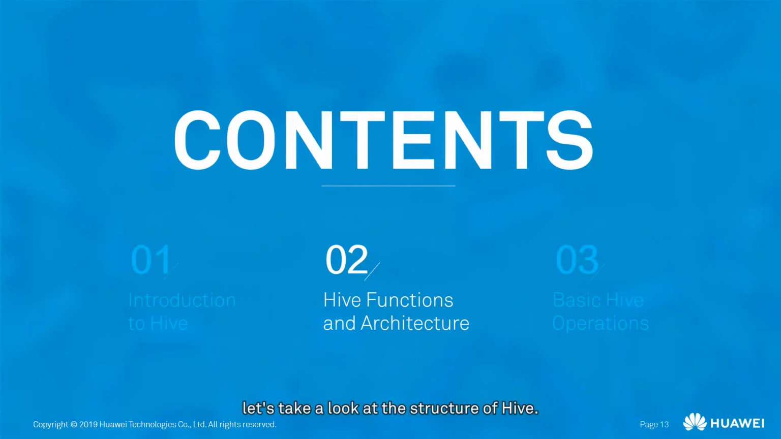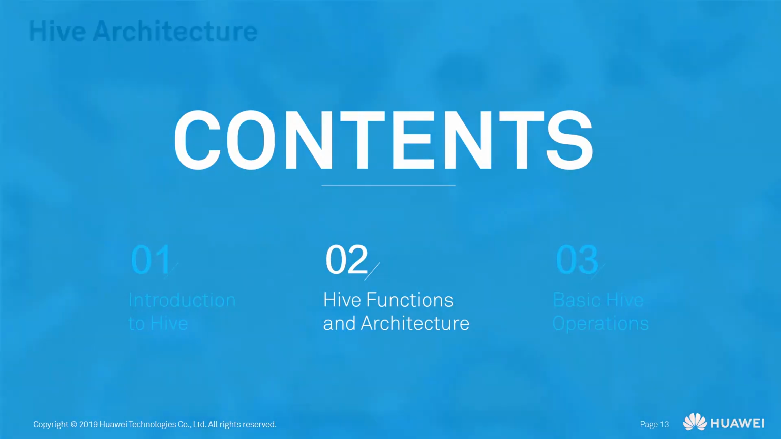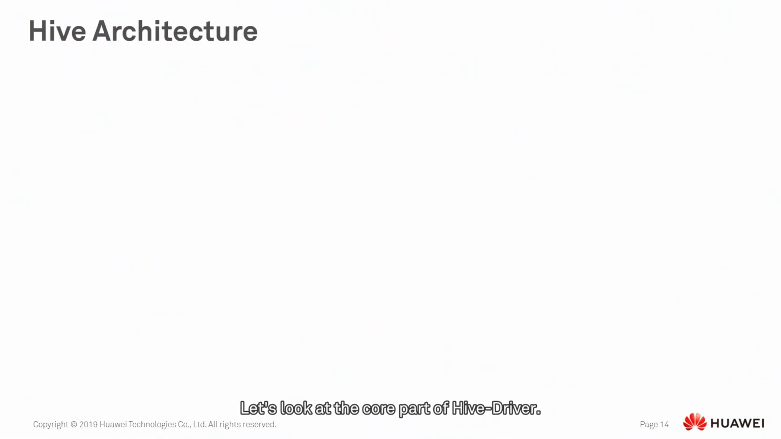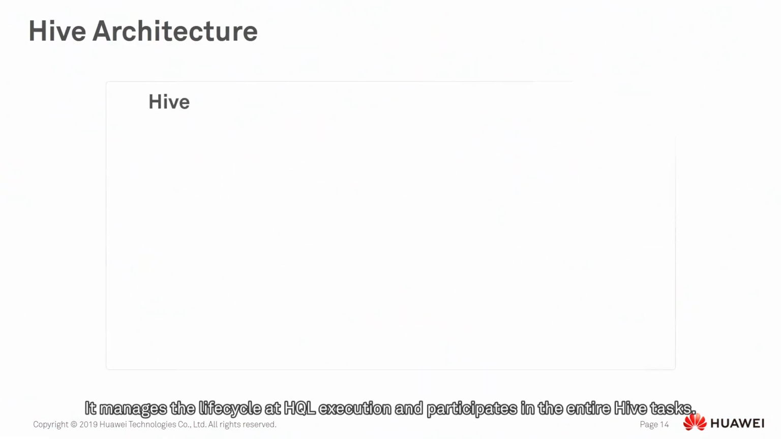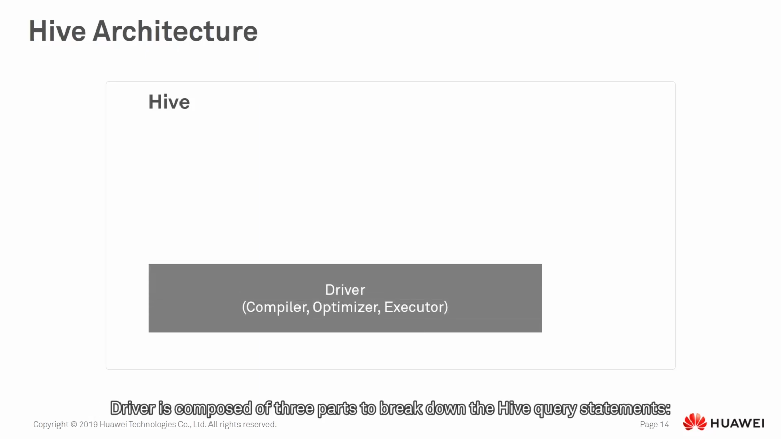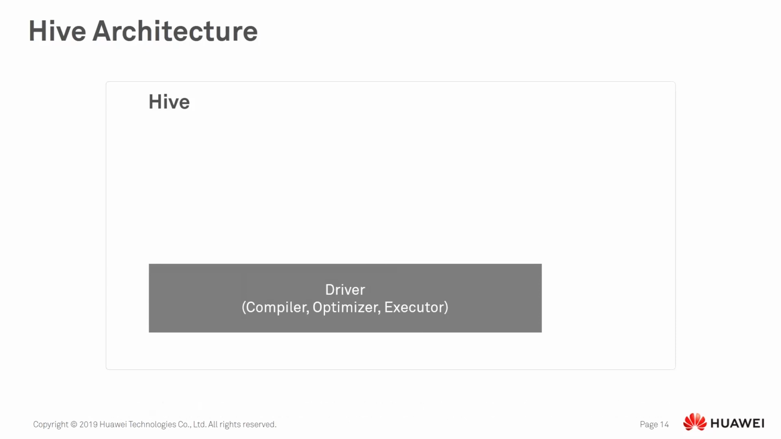Okay, next, let's take a look at the structure of Hive. Let's look at the core part of Hive, the driver. It manages the life cycle of HQL execution and participates in the entire Hive task. Driver is composed of three parts to break down the Hive query statements: compiler, optimizer, and executor.